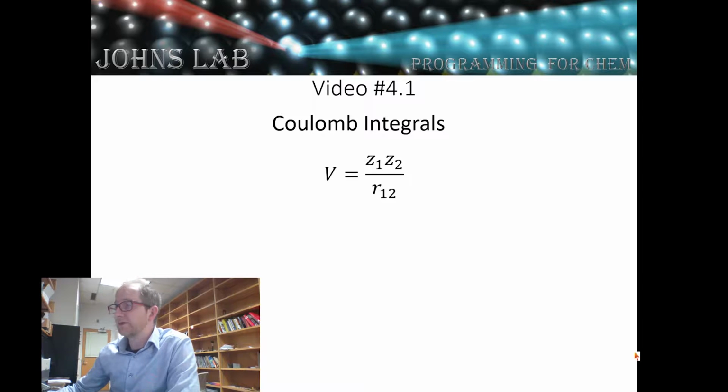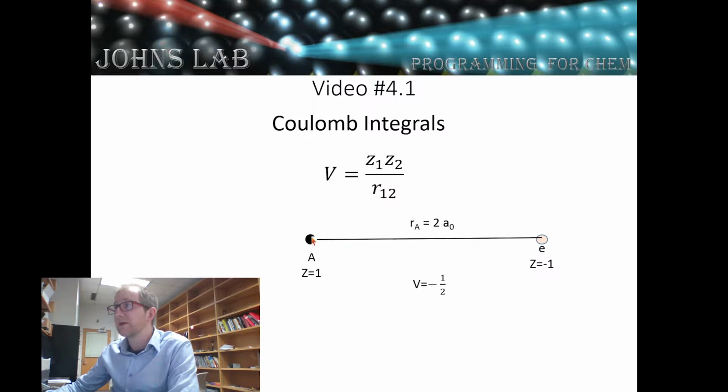And to understand why these are different, let's take a look at the actual Coulomb potential. On our screen, we have the Coulomb potential for 2 point charges, which is just Z1 times Z2 over the distance between them, written in atomic units. If I had a hydrogen nucleus located at point A, and an electron at some other point B, the hydrogen nucleus has a charge of +1, the electron has a charge of -1. If they're located 2 Bohr apart, then we would have a total potential of -1/2 Hartree.